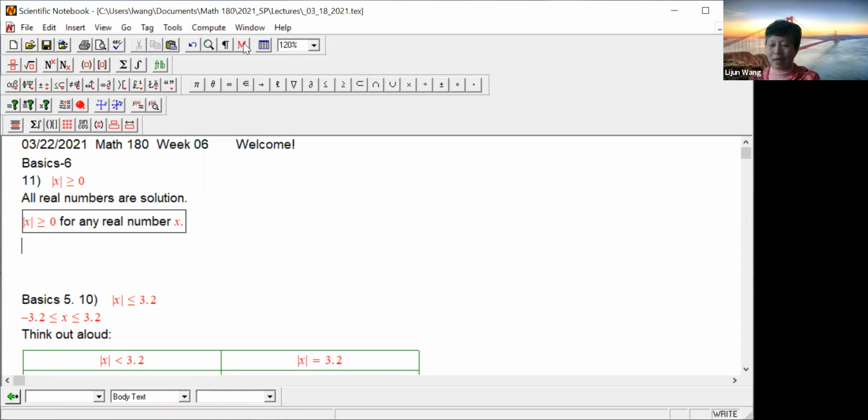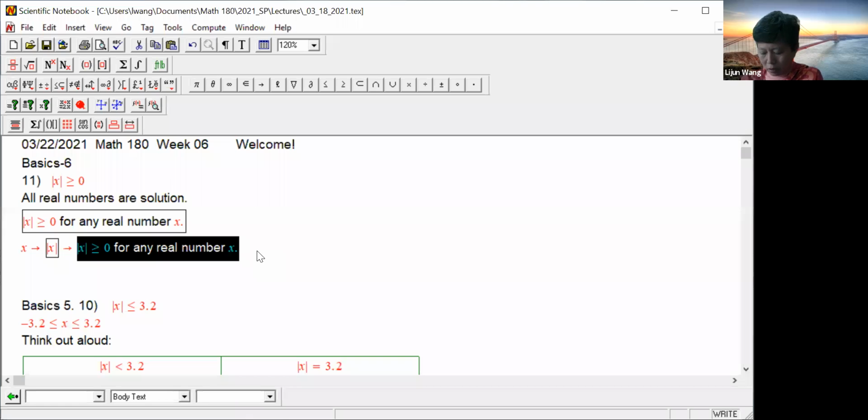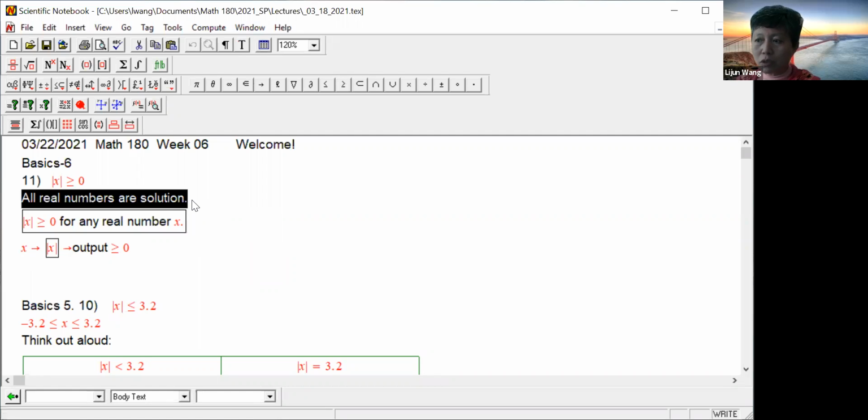And what it means is that you have input, that's the output, right? And they say, okay, we want the output to be greater than or equal to 0. Give me all the input. That's the question. You follow me? So what are the inputs that will make that happen? Well, every possible input will make that happen, right? And therefore, the solution is all real numbers.